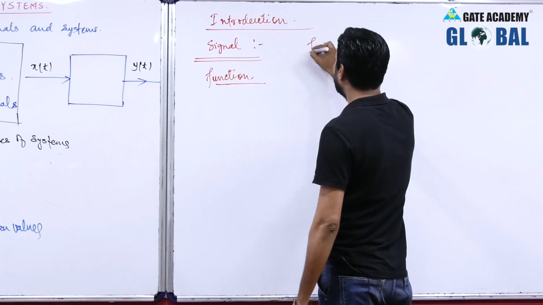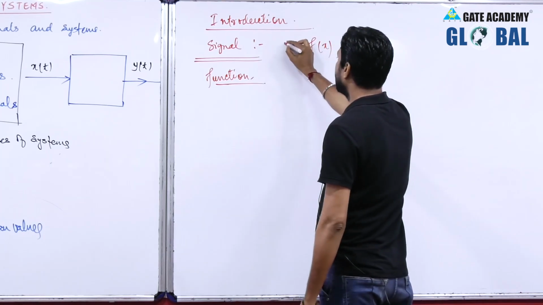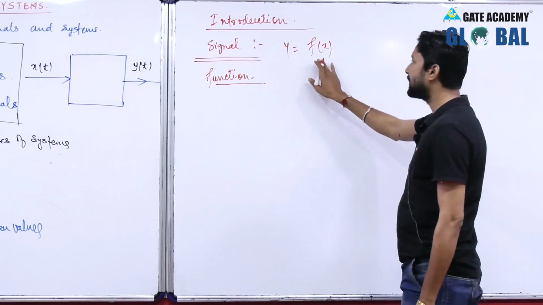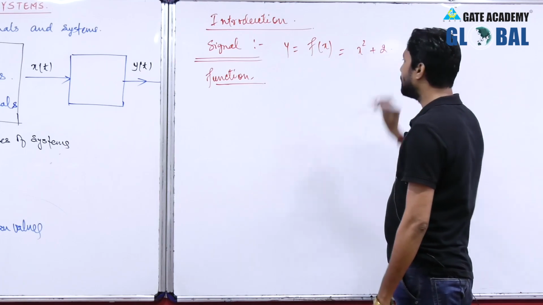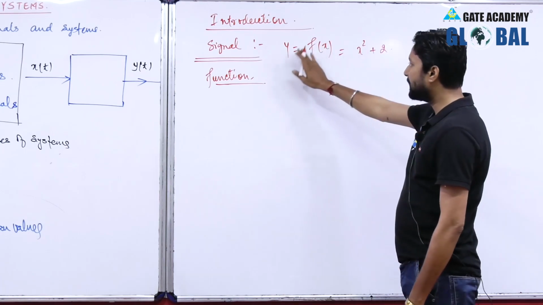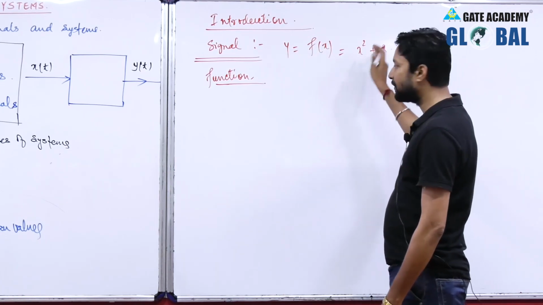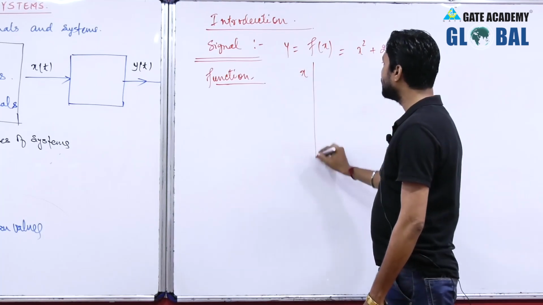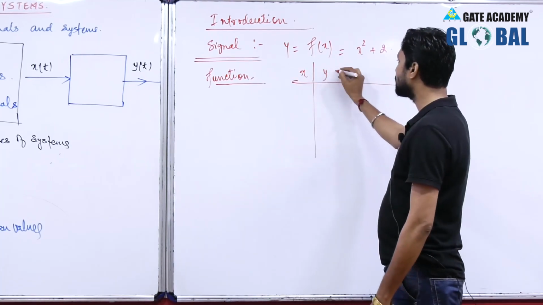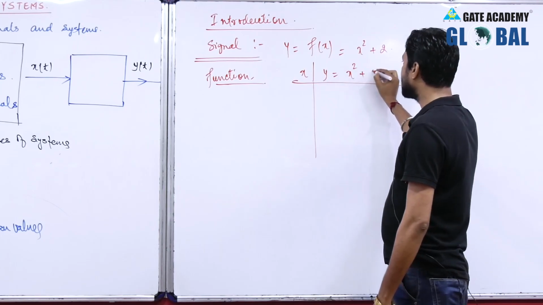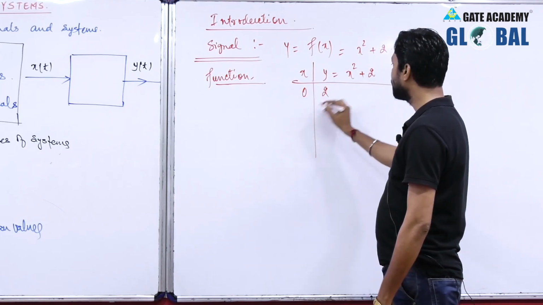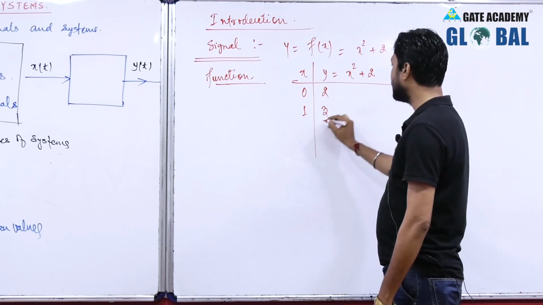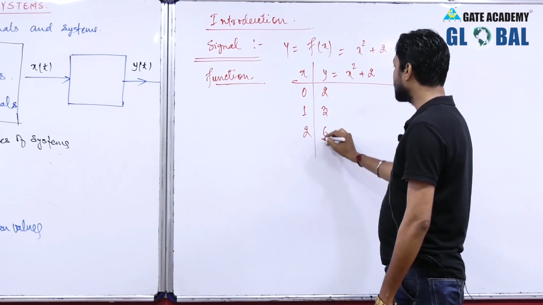Like if we write a function f of x, y, the function y, that is function of x, is given as, suppose, x square plus 2. So if you have to plot the graph of the signal or function y is equals to x square plus 2, then you take the values of x and here the corresponding values of y, that is x square plus 2. If you put 0, then y is equals to 2. If you take 1, then 3. If you take 2, then 6, and so on.